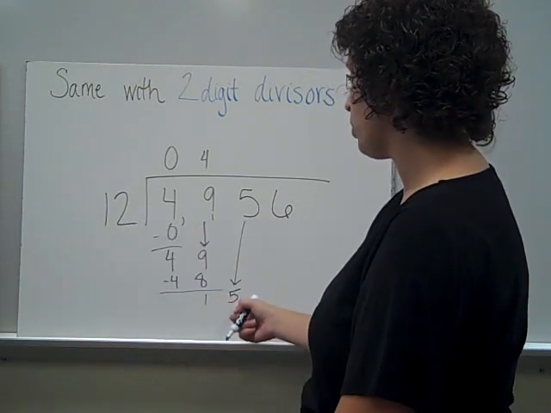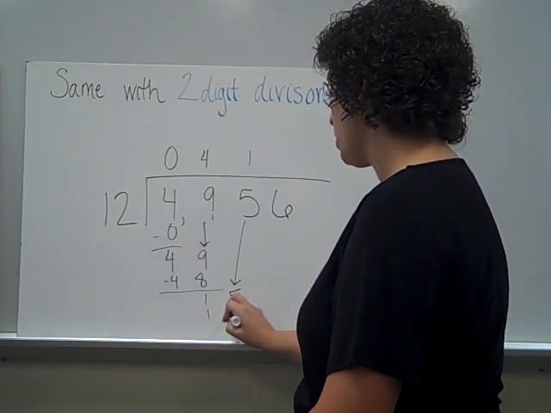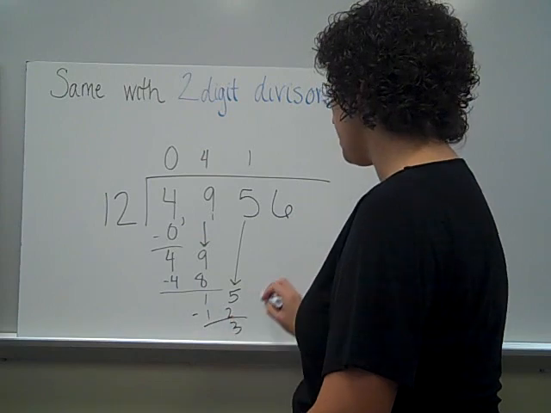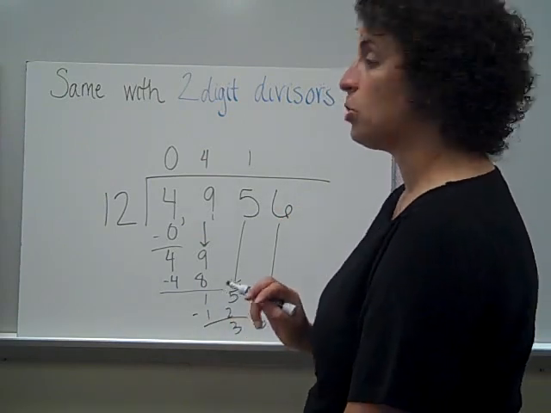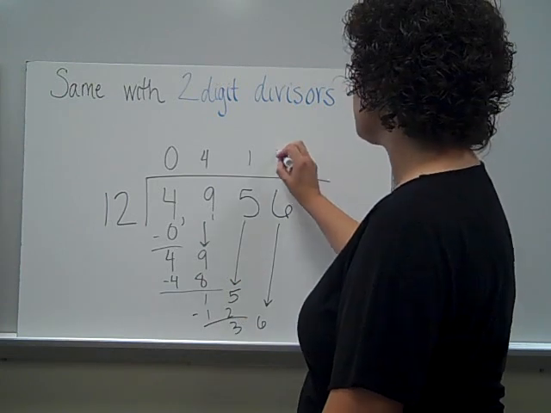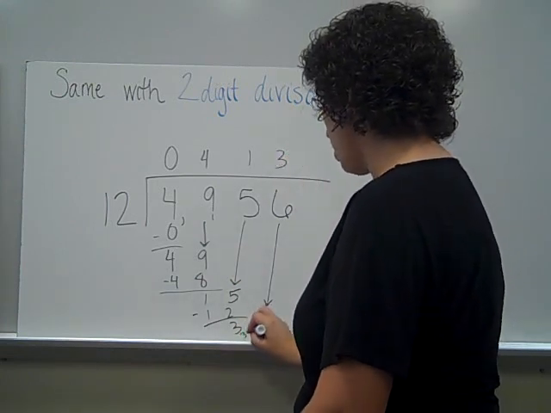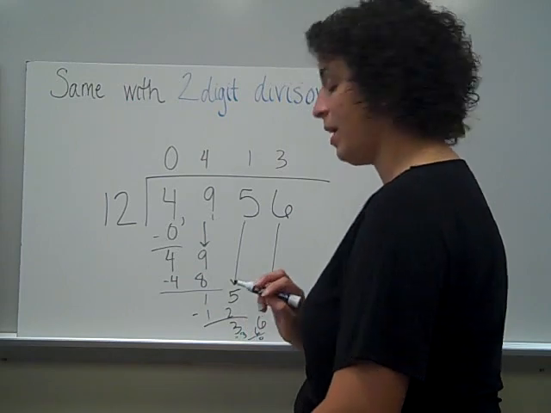Well, 12 can fit into 15 one time. When I subtract, there are 3 left. Bring down, and now I have 36. 12 times what is 36? That's 3. 12 times 3 would use all 36. I would have nothing left.